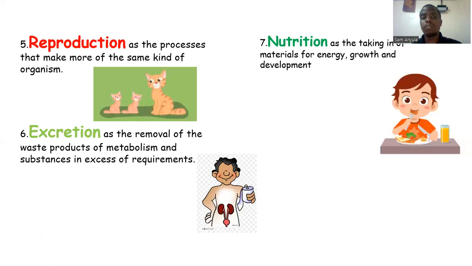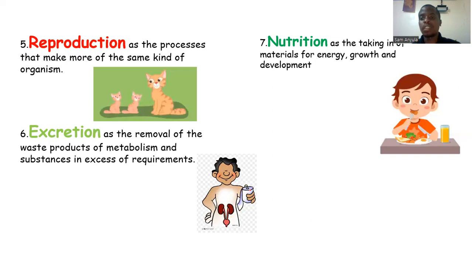So the ability of living organisms to make organisms of the same kind, or produce organisms of the same kind, that is reproduction. Then we have the sixth characteristic here, excretion, the removal of metabolic waste substances from the body. For example, we have urea, which is a waste product in our body. That urea is excreted by the kidneys.